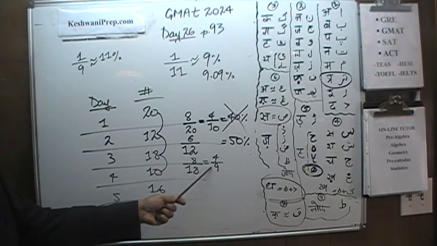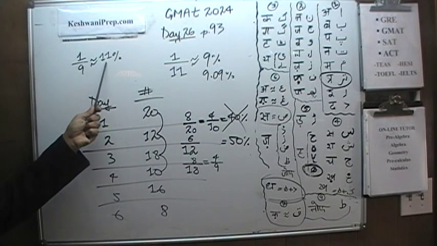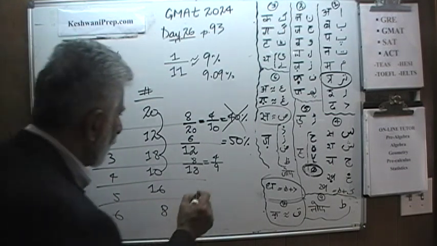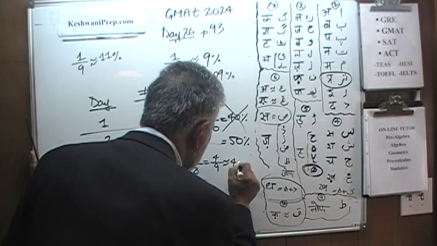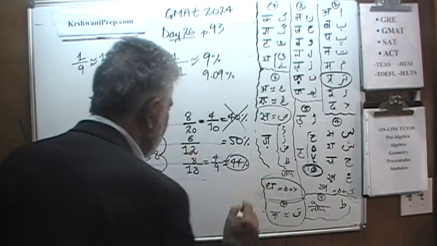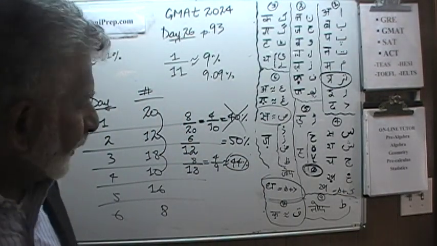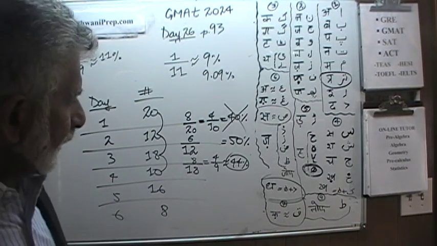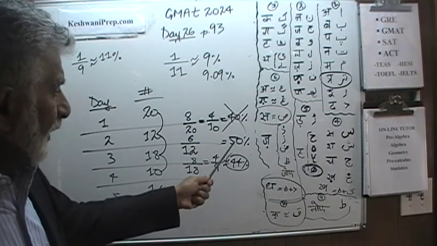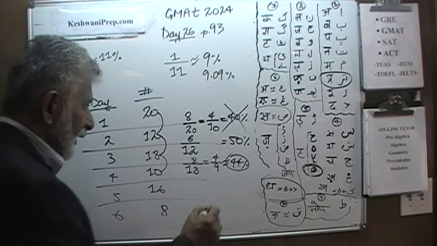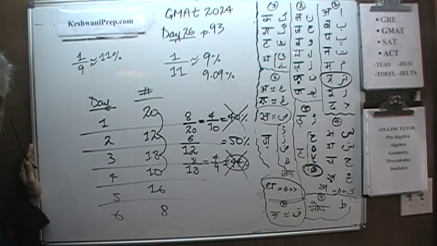Here we have 4/9. We know 1/9 is 11%, therefore 4/9 is approximately 44%. We could have saved ourselves a lot of time had we known this ahead of time. This is about 44%. This was already 50%. Obviously, this is not the greatest percentage change.